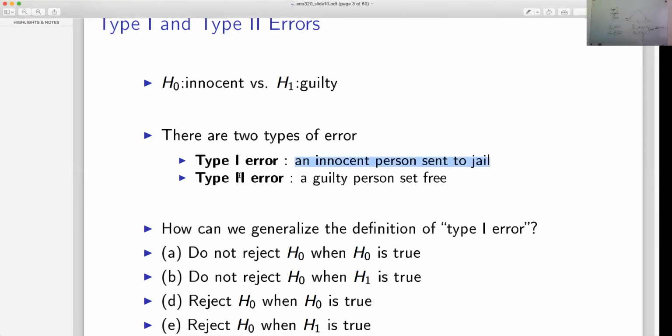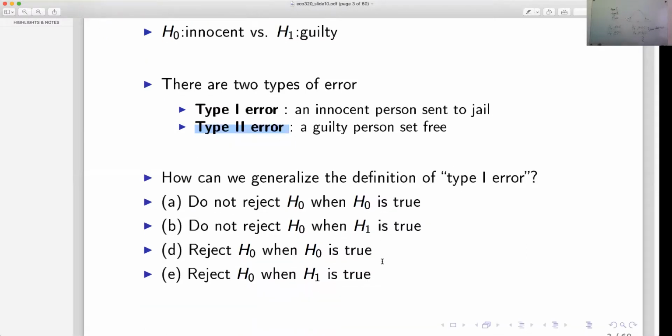On the other hand, a type 2 error is a guilty person set free, so we accept a false null hypothesis. In other words, something we shouldn't accept, but we fail to reject the null hypothesis. We are supposed to reject the null hypothesis, but we didn't. That is called a type 2 error. A type 1 error is rejecting a null that we actually shouldn't.